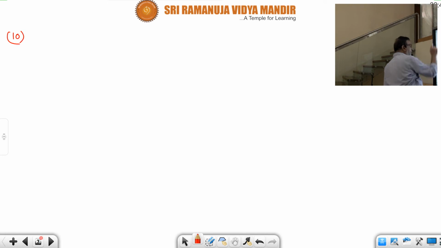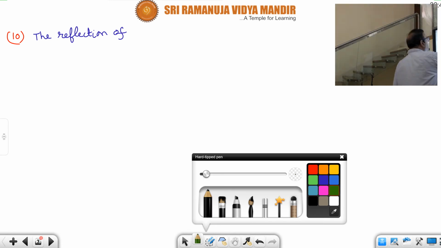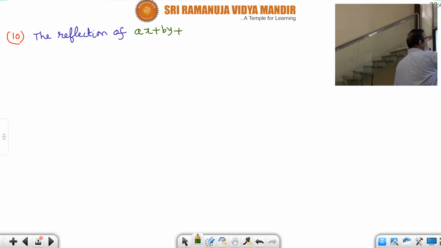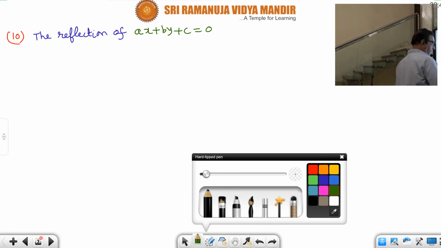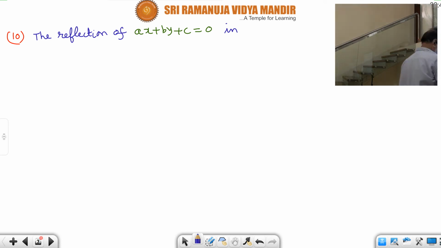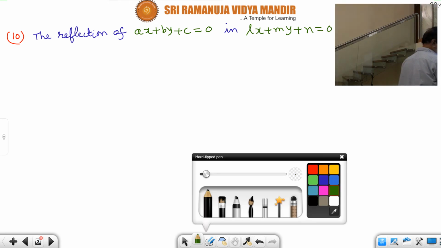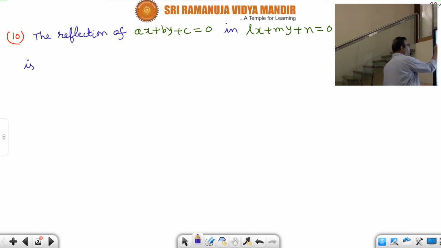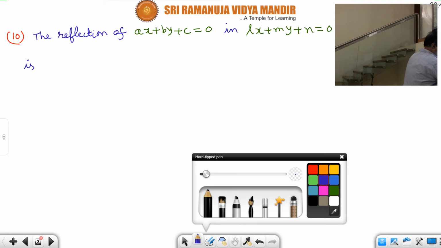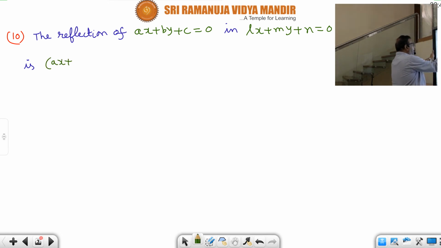The reflection of ax plus by plus c is equal to 0 in Lx plus my plus n equal to 0 is ax plus by plus c.